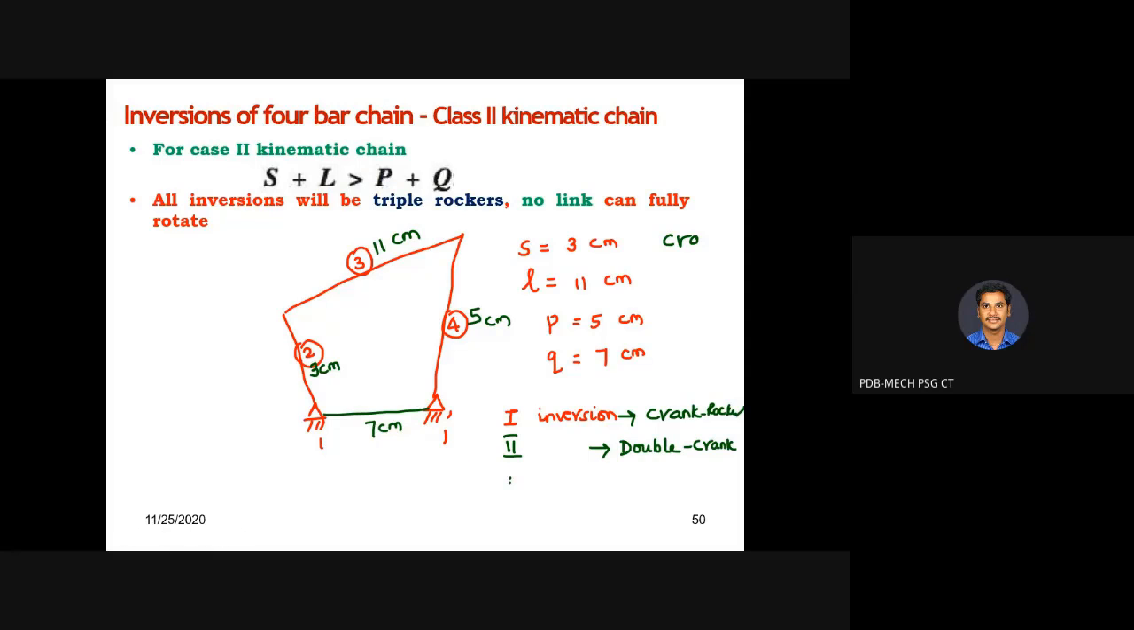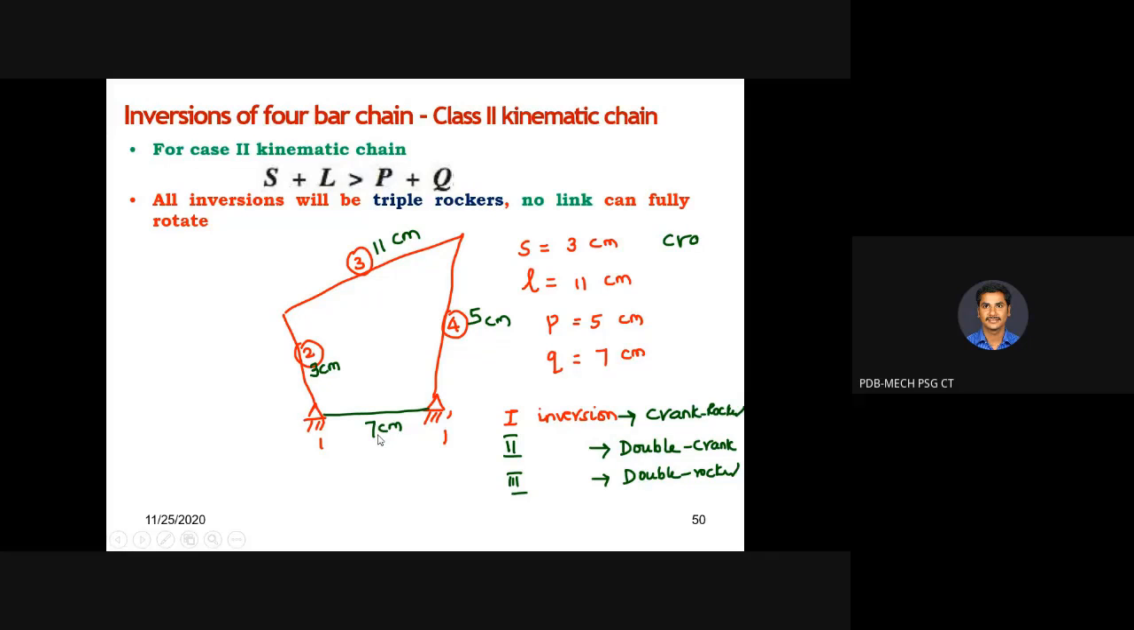So the third inversion is the one where the link opposite to the shortest link is fixed. Here link 3 is the shortest link, and opposite to it is the 5 centimeter link. If you fix this, you will be getting a double rocker mechanism. Double rocker mechanism means whether you give the input to the 11 or the 7 centimeter link, both links are going to make only rocking motions. Okay, you will be getting it like this only, provided you obey Grashof's law.